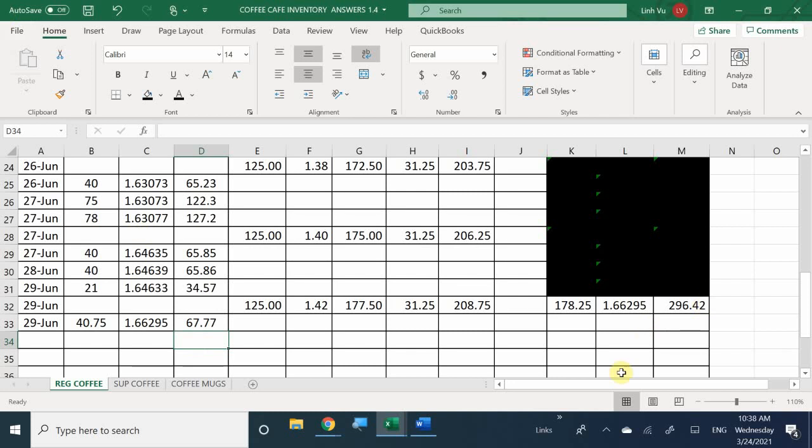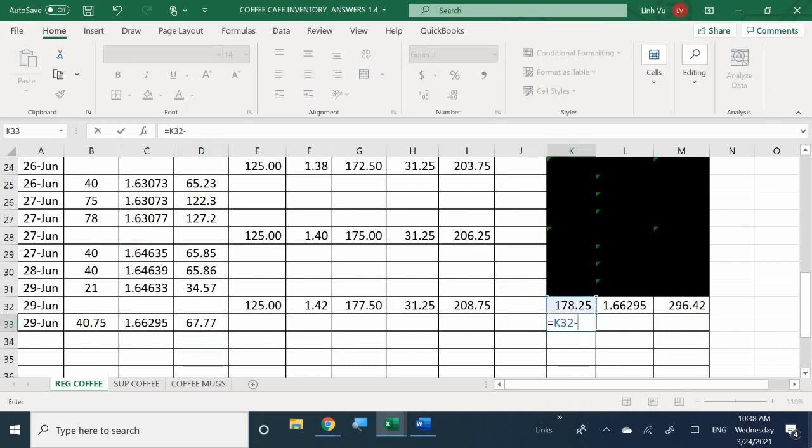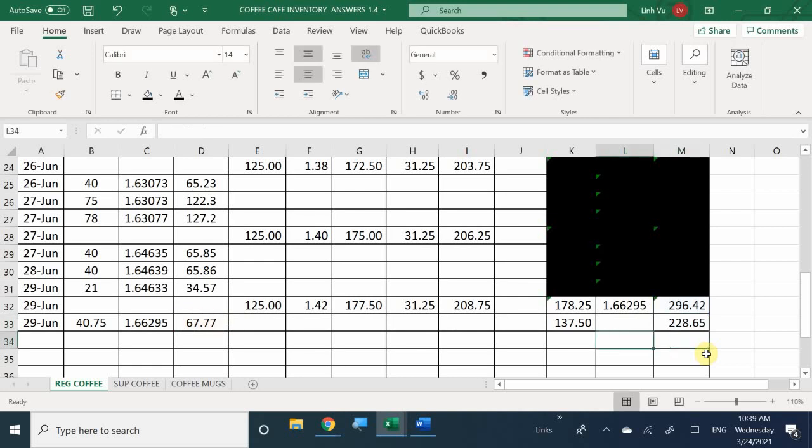So let's go up to our inventory. So how many pounds should we have left? 137.50. 137.50. And what's my total cost here? Yes. So therefore, my new cost per item should be 1.6629. So right here, not much of a difference.